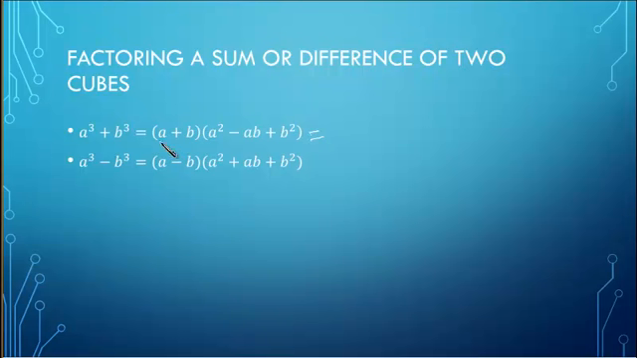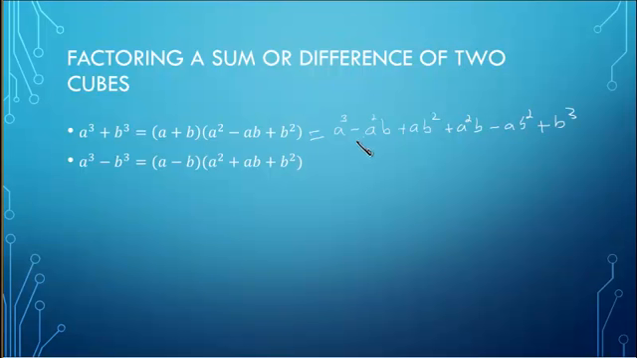As usual, we multiply a by all of this and then b by all of this. So this becomes a cubed, and then a times minus ab gives us minus a squared b, and then a times b squared gives us plus ab squared. And then we go to the b: b times a squared is plus a squared b. Right? b times a squared is the same as a squared times b. And then b times negative ab is minus ab squared. And finally b times b squared is plus b cubed.